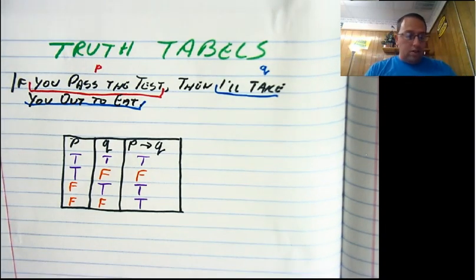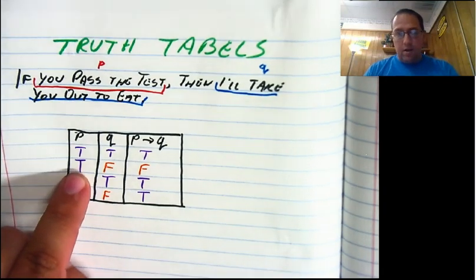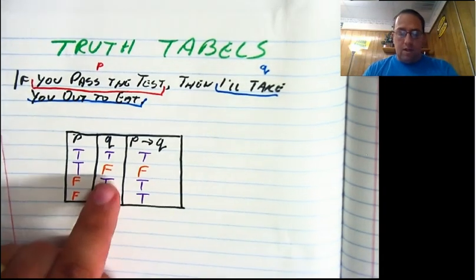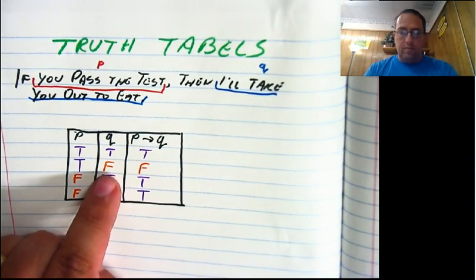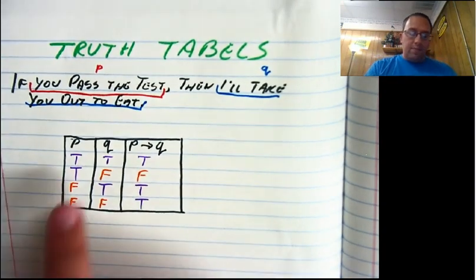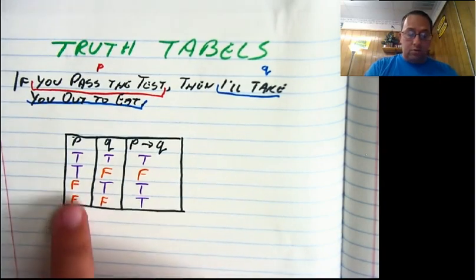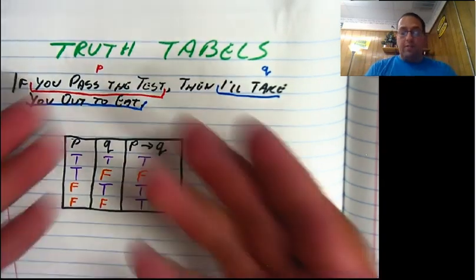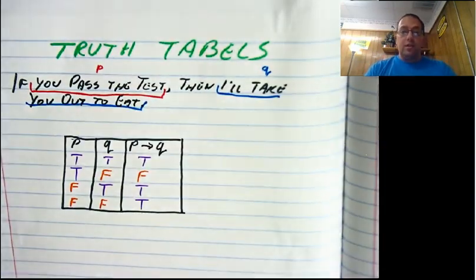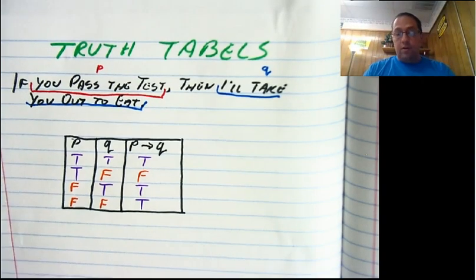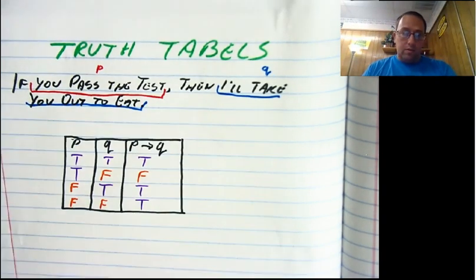So what we see here is that in order for a statement to be false, the hypothesis must be true and the conclusion must be false. If the hypothesis is not true, then we have to assume that the statement is true because, if you had passed, I still would have taken you out to eat. No matter what you did when you failed, I was still telling the truth.